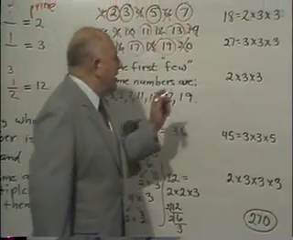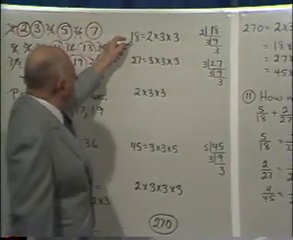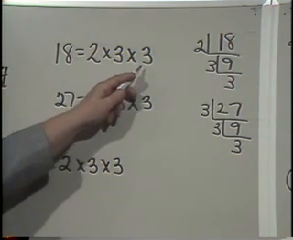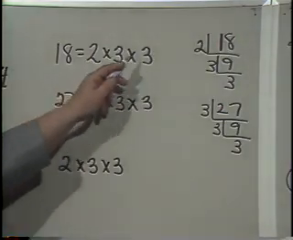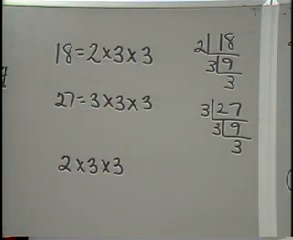You see, the trick here, and I leave the details to you, is if we break 18 down into a product of prime numbers, it's 2 times 9. 9 is 3 times 3. So 18 is 2 times 3 times 3. See, 2 times 3 is 6, times 3 is 18. 27 is 3 times 9. 9 is 3 times 3. So 27 breaks down into 3 times 3 times 3.